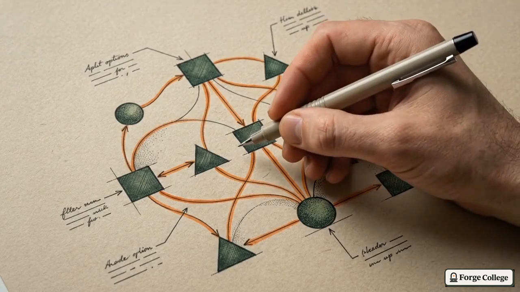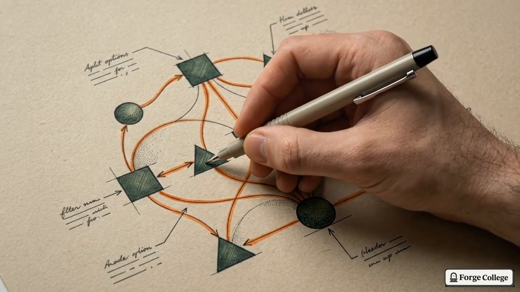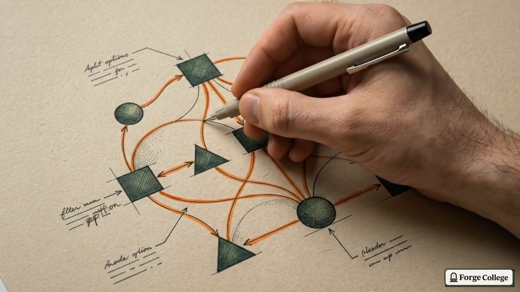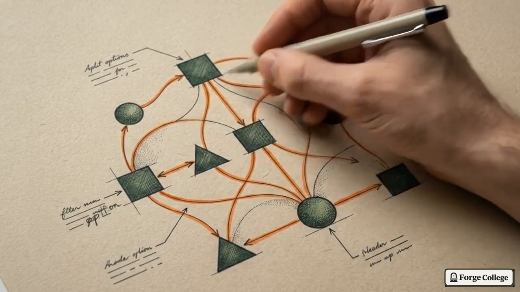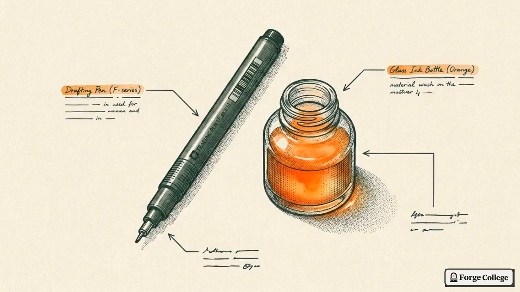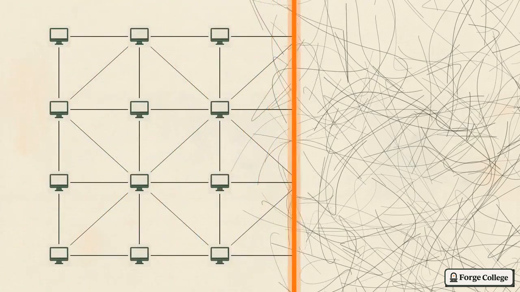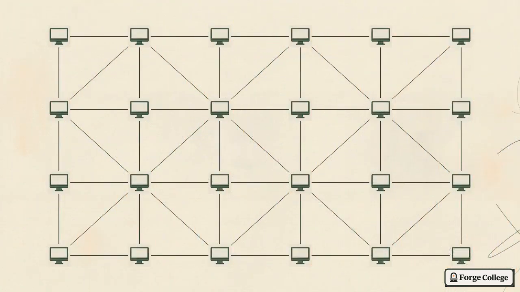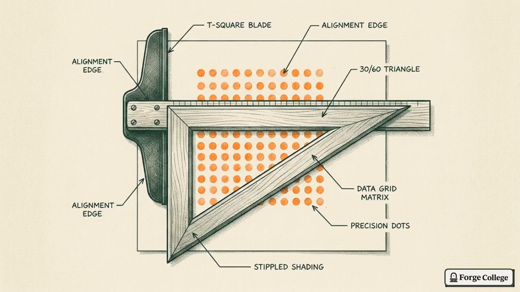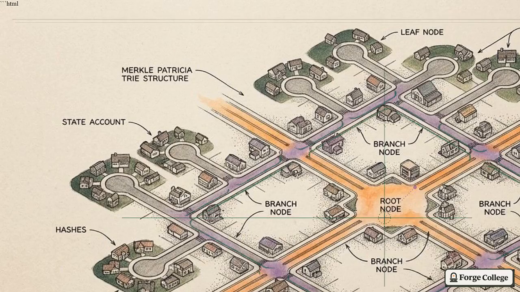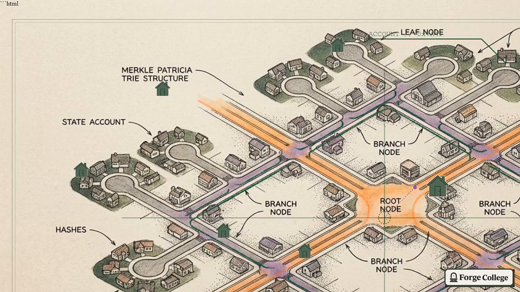The secret is simple. We don't need more technical jargon. We just need the right visual metaphors to translate the abstract into familiar shapes. For our drafting session, we'll use a strict engineering style, just orange and dark green ink on beige paper. This minimalist approach helps us map out these massive networks without getting lost in the weeds. A good metaphor does the heavy lifting for us. It turns a confusing, cryptographic mystery into a map that your brain can intuitively navigate.